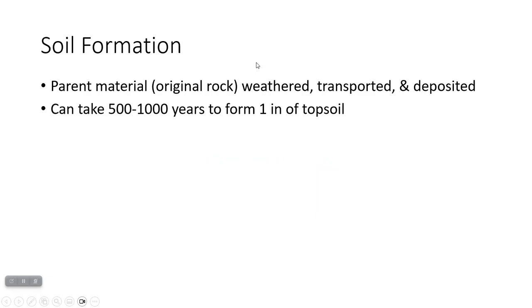So, first, let's talk about how soil forms. Soil is formed when parent material or original rock, bedrock, etc., is weathered. Weathering can happen by wind or by water, just in case you've forgotten that from middle school. And then when that parent material that has been broken down is transported and deposited somewhere, that can form soil.